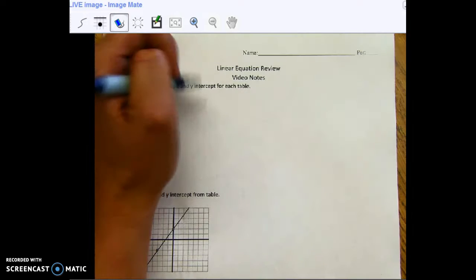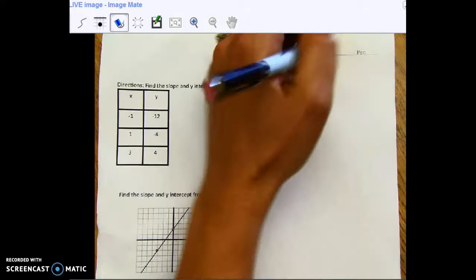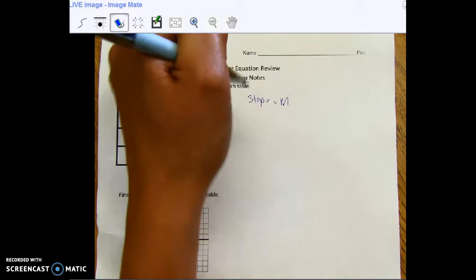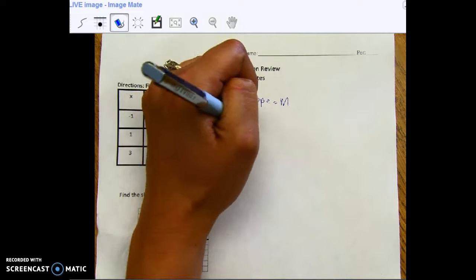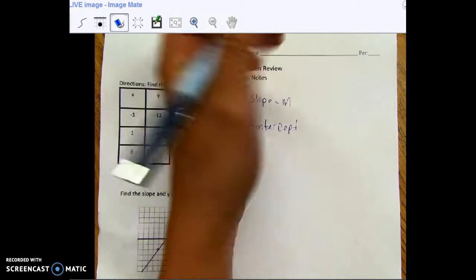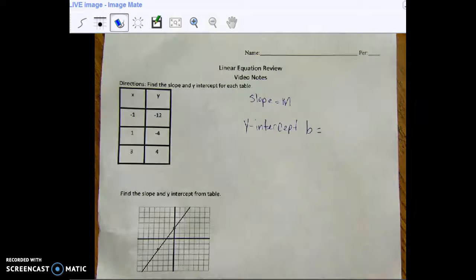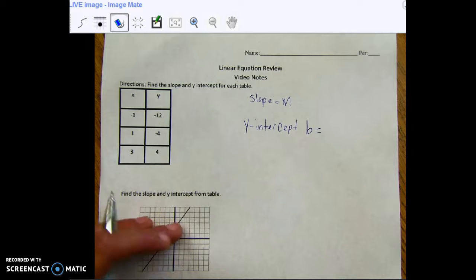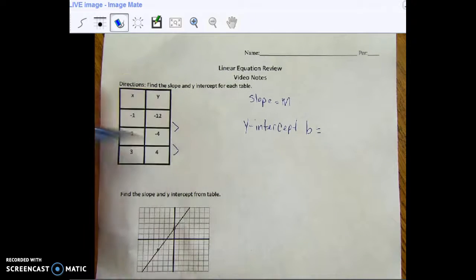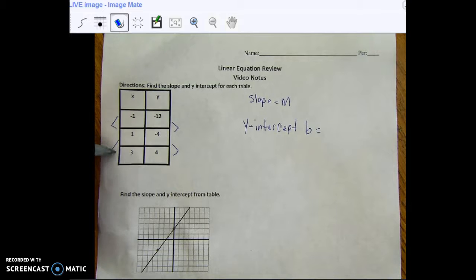So the first thing I'm going to do is look for my m, which we know is my slope. And I'm going to look for my y-intercept, which I know is my b, which is going to be where the line intersects on the y-axis. First thing I'm going to do, just like my note said, I'm going to look for my slope. I'm going to look to see how much my table is increasing or decreasing on the x-axis, and I'm also going to do this for the y.